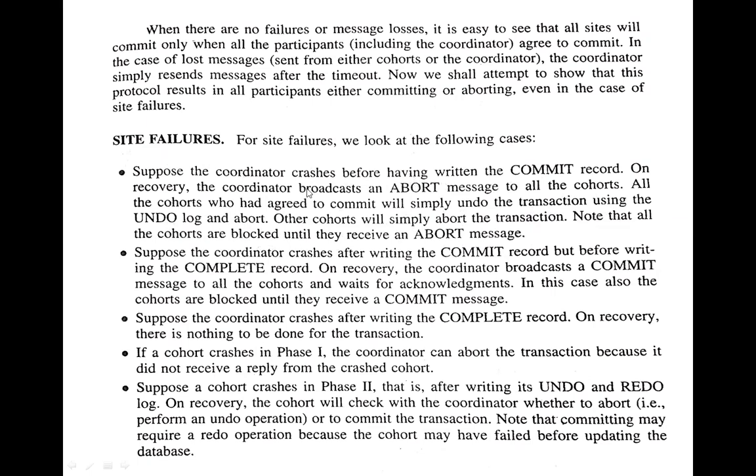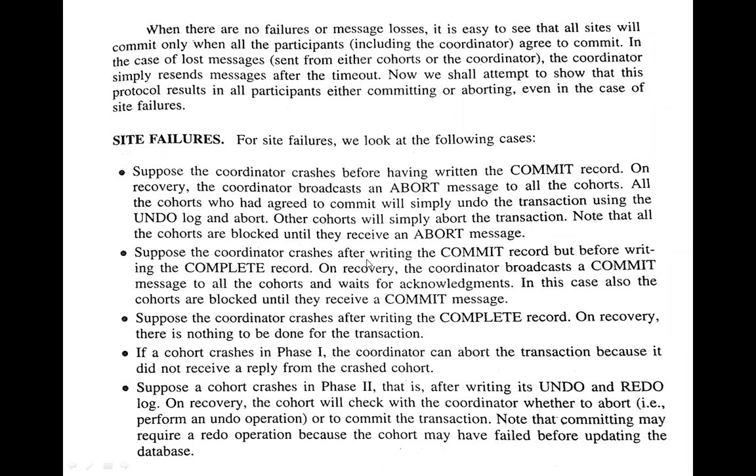Meaning thereby, if the coordinator crashes, the cohorts are dependent on the coordinator for what kind of message it has sent. If it has not sent a commit or an abort message, whenever the coordinator recovers it will send the abort message to the cohorts. So cohorts are blocked until they receive the commit message or the abort message from the coordinator. This is the first case, when the coordinator crashes before the commit record.